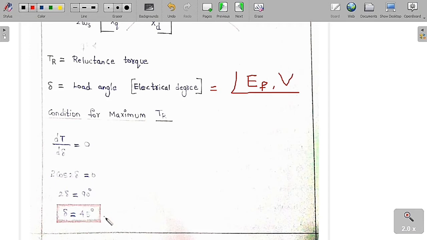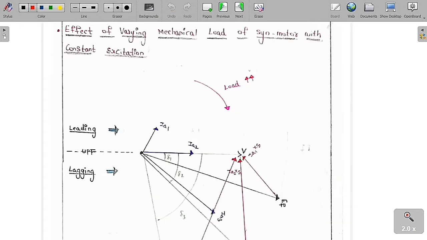The expression is Tr is equal to Vt square by 2 omega s into (1 by xq minus 1 by xd) into sine 2 delta. So Tr is called reluctance torque, and delta is called the load angle, or electrical degrees, in terms of Ef and V. Now we will discuss one more important concept, which is the effect of varying the mechanical load of a synchronous motor with constant excitation.